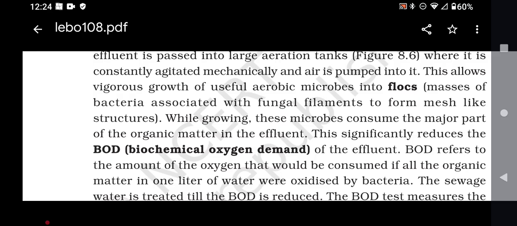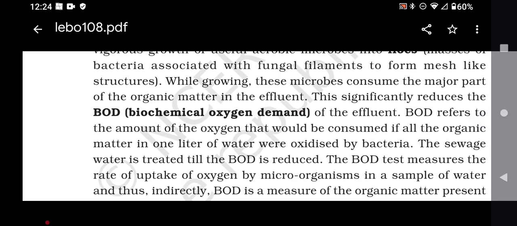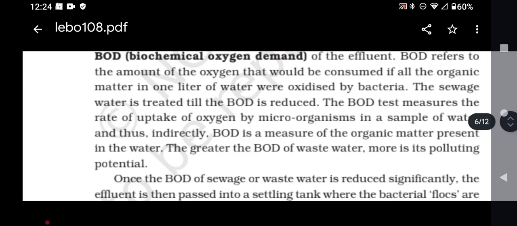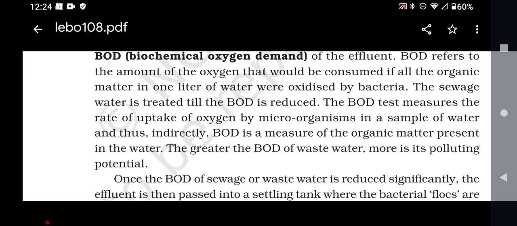BOD refers to the amount of oxygen that would be consumed if all the organic matter in 1 liter of water were oxidized by bacteria. The sewage water is treated till the BOD is reduced. The BOD test measures the rate of uptake of oxygen by microorganisms in a sample of water, and thus indirectly BOD is a measure of the organic matter present in the water. The greater the BOD of wastewater, the more is its polluting potential.